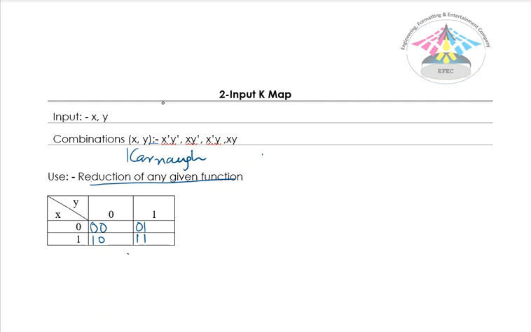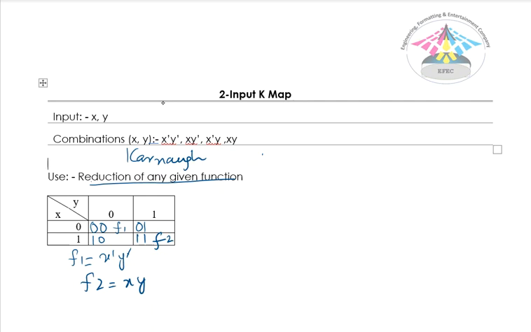So if I want to represent a function here, let's call it f1, it would be x dash y dash. And this function f2 would be equal to xy. In fact, the Karnaugh map can be used to represent other functions.